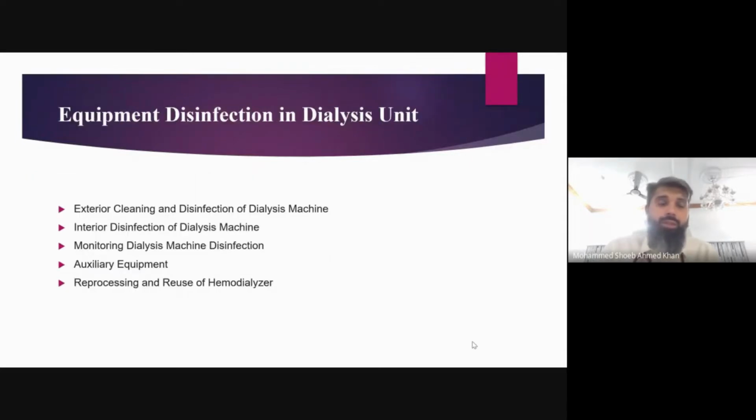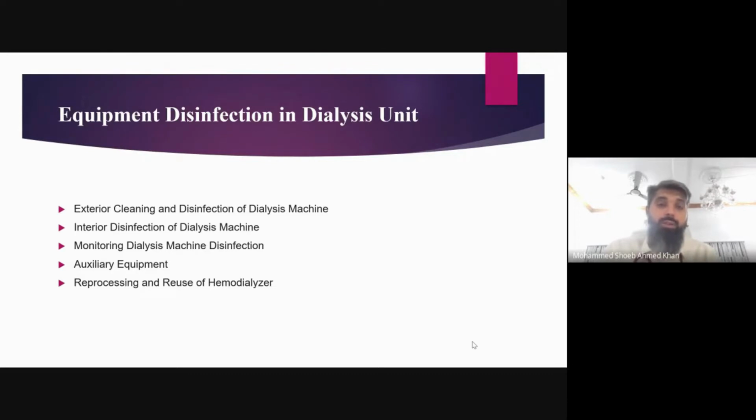And coming to our core topic, how to disinfect the equipment in the dialysis unit, it predominantly consists of the exterior cleaning of the dialysis machines, and then followed by the interior cleaning of the dialysis machine. And we need to also monitor whether this disinfection happened or not.